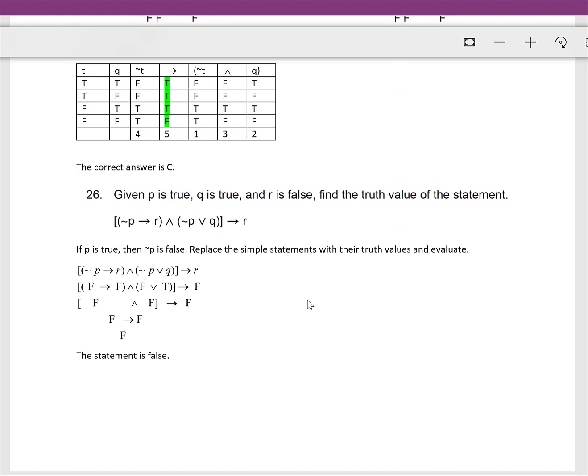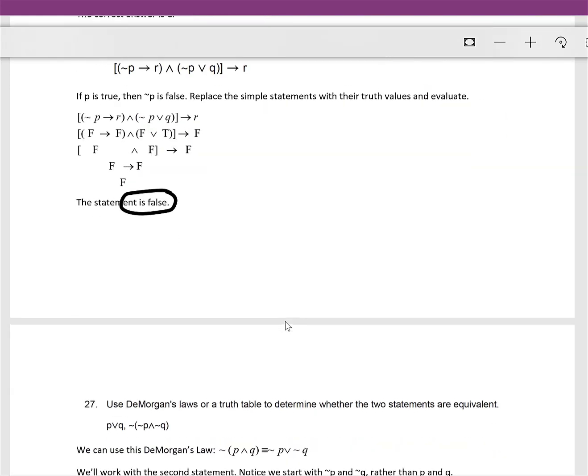And then 26, similar to what we did before, but this time we're working with a conditional statement. And again, you can follow my work here. I'm going to let you look through that, but you come out with a false on that one.